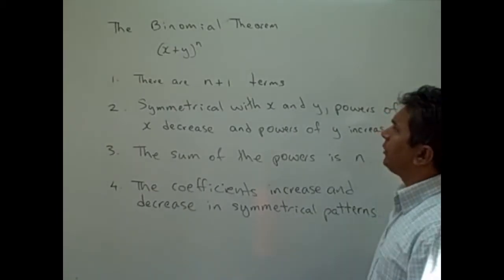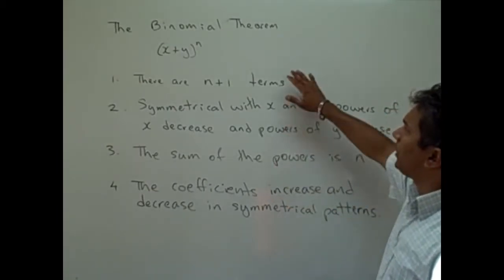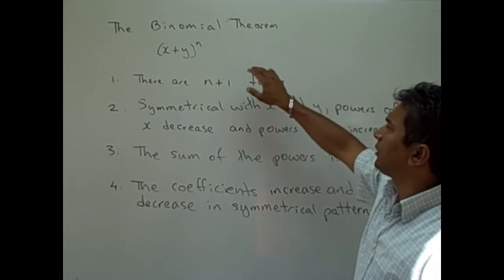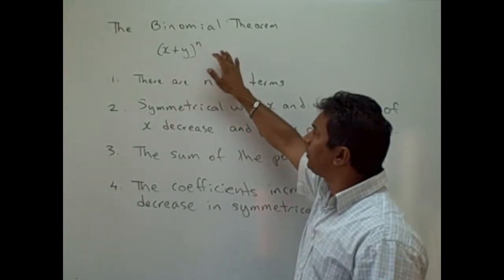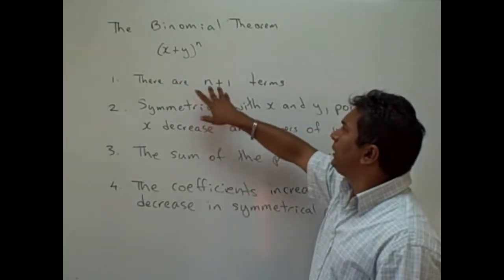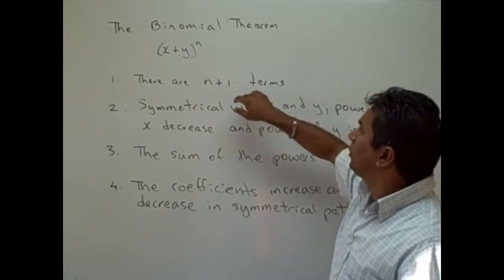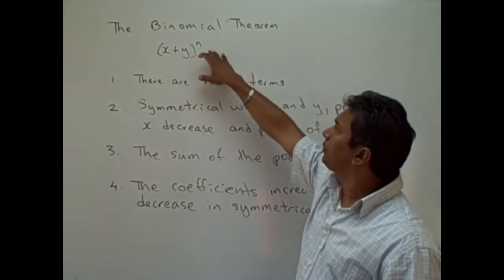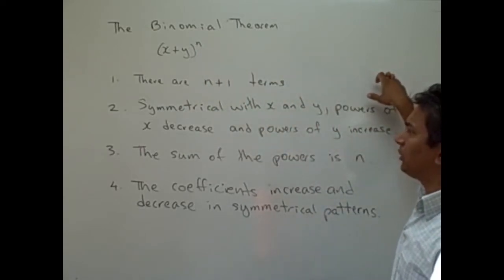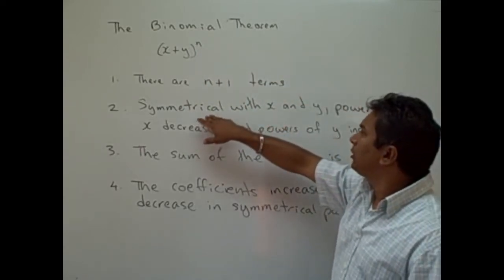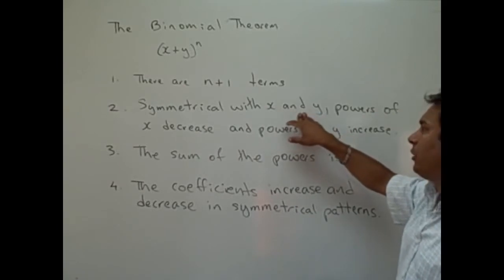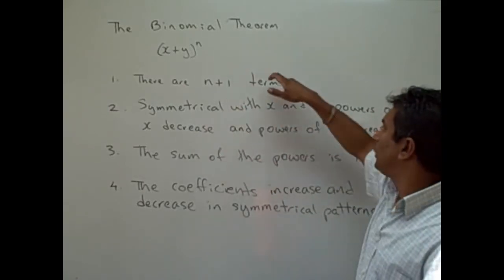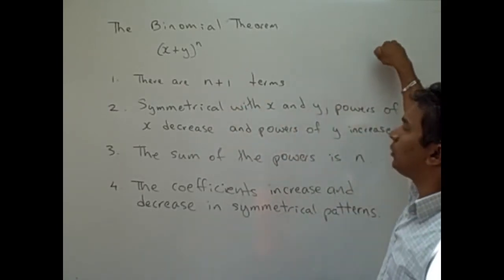Now here's a summary of what we were just talking about in our binomial theorem. The expansion of x plus y to the n, there will always be n plus 1 terms. So if n is equal to 2, then we will have 3 terms. If n is equal to 3, then we'll have 4 terms in our expansions. The expansion is symmetrical in terms of the x and y. The powers of x will go down and the powers of y will go up.